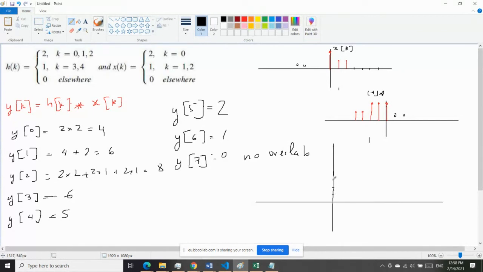So if this is 1, 2, 3, 4، فنقدر نقول 8. At y[0] it's equal to 4. At y[1] is going to be 6، يعني هنا. At y[2] is going to be 8، يعني هنا. بعدين 6 مرة ثانية، 5، 2، 1. وبعدين زيروس. So هذه النتيجة y، okay.